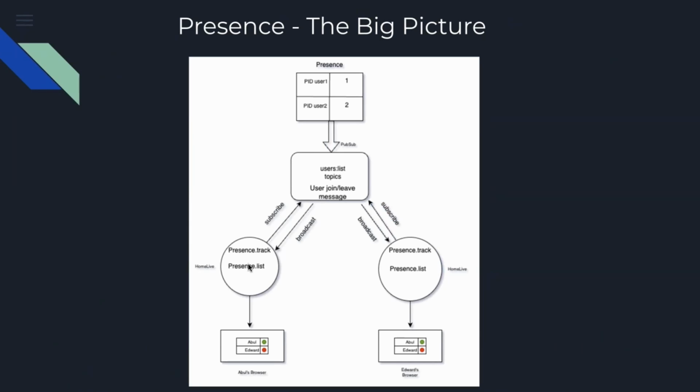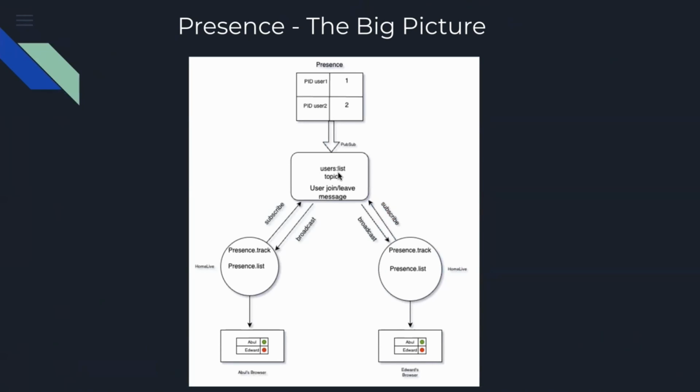At that time, we call a function called track in the Presence module. When we call Presence.track, we pass some parameters, which we'll look into in the next slide, and we tell Presence, hey, user one, in our case Abul, has logged in to this LiveView process. Please make an entry of that. Presence will take that and enter it in its list. And with Phoenix Presence, it doesn't just note it down in the list, it passes that to PubSub and asks it to publish.